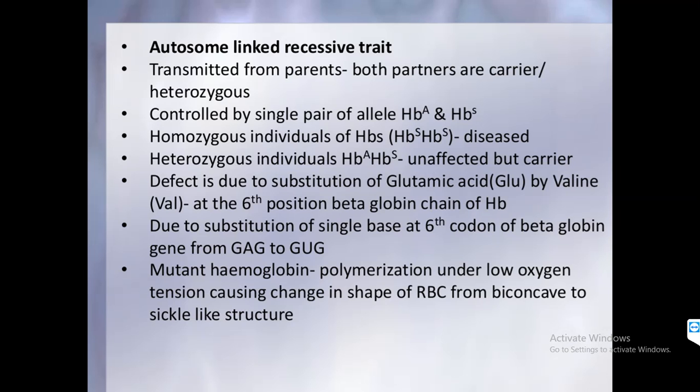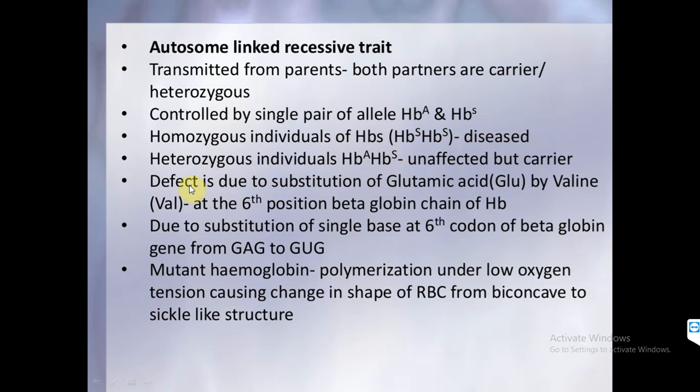What is the single pair of allele? HBA and HBS. Homozygous individuals of HbS, that is hemoglobin for sickle cell anemia, when both the genes have this condition, it is disease. And heterozygous individuals, when one is normal and one is showing the sickle cell condition, they are unaffected but they are a carrier.